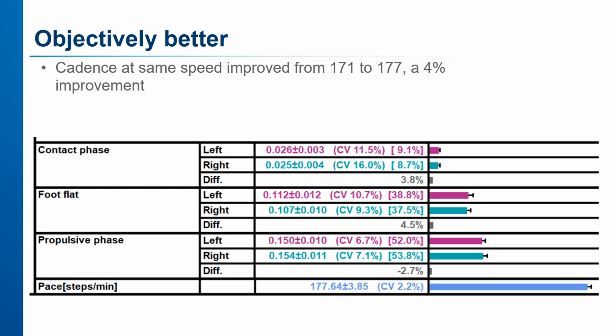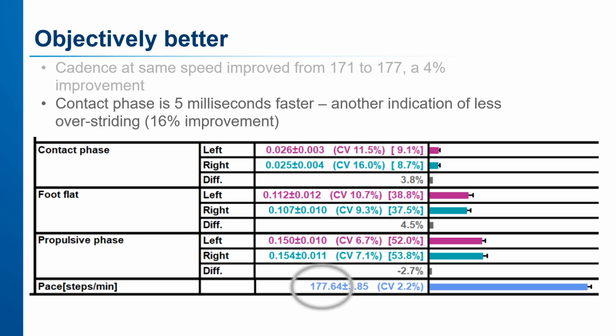She worked a lot on improving her cadence, and she actually got it up to 177 from 171. That's about a 4% improvement. And we do the test at the same running speed, so it's not just that she was running faster now. And we can look at contact phase to verify that she is in fact landing closer, overstriding less. And those numbers, if you remember before, they were 31 milliseconds. Now she's 25 and 26 milliseconds. So another good sign, showing about 16% improvement.